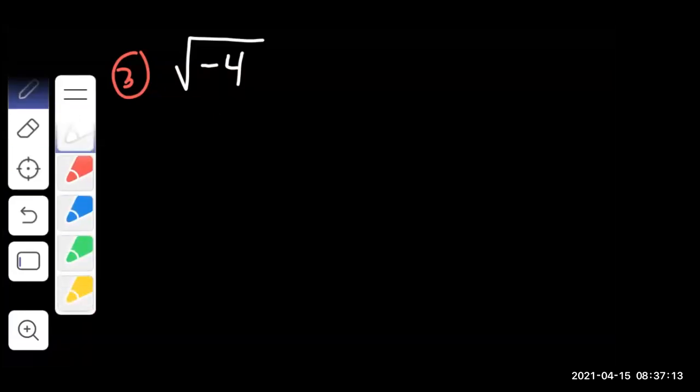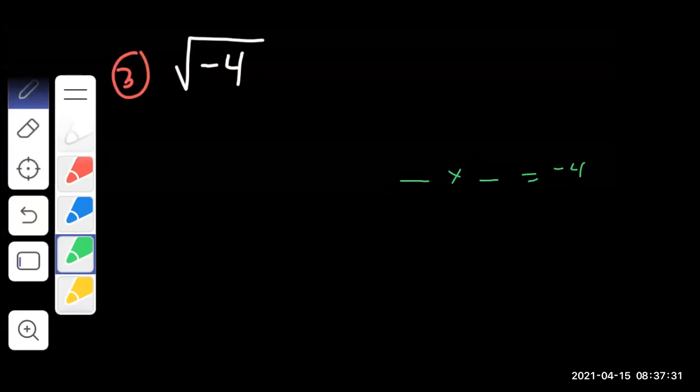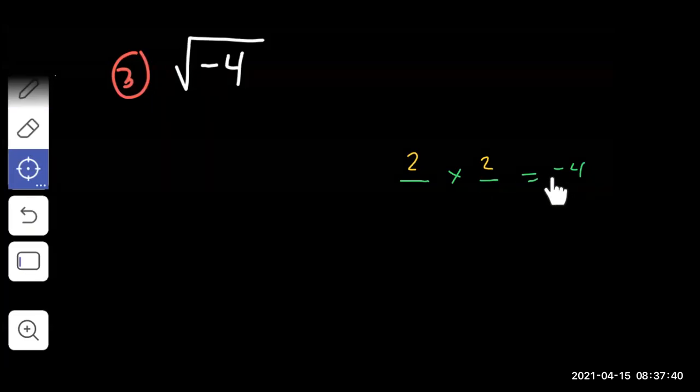The idea of a square root is to look for a number that you multiply by itself twice, and you get negative 4. What number can we use to get 4 by multiplying the same number? Two. 2 times 2 is 4. But that's positive, and we need to get negative.